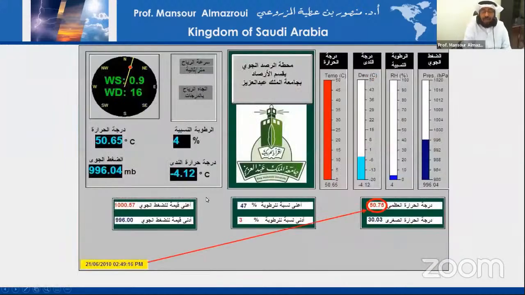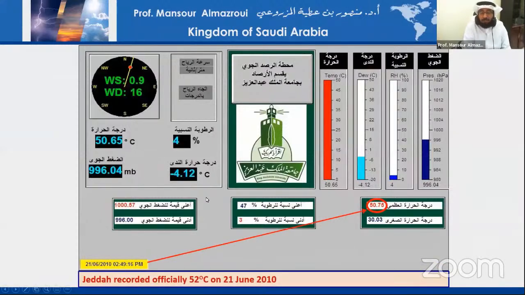And one of the significant signs of climate change in Saudi Arabia: in 2010, a temperature of 52 degrees centigrade was recorded officially. That was on the 21st of June 2010. So this is really the highest record in Jeddah, 52 degrees. But definitely, in the northeastern part of the Arabian Peninsula, in Kuwait, about 54 was recorded recently.